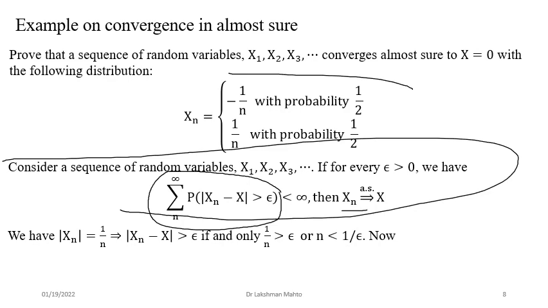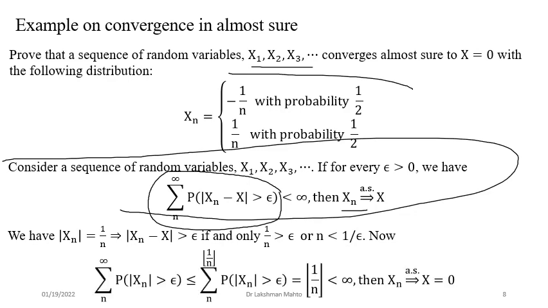So in order to establish almost sure convergence of this sequence of random variables, just find this sum and try to establish whether it is a finite number or not, meaning less than infinity. Following the same concept, we will see that this sum is actually a finite number. It is talking about this floor function of 1 by n. Definitely it is a finite number, and hence we can easily see that this sequence converges almost surely to x.